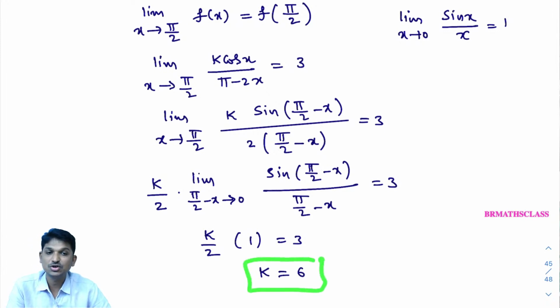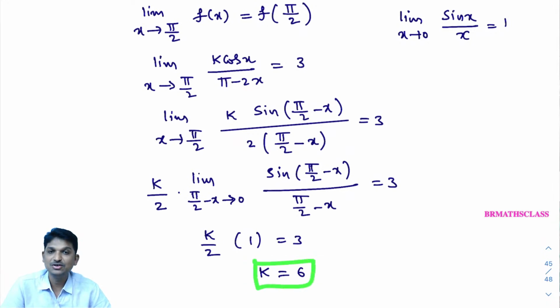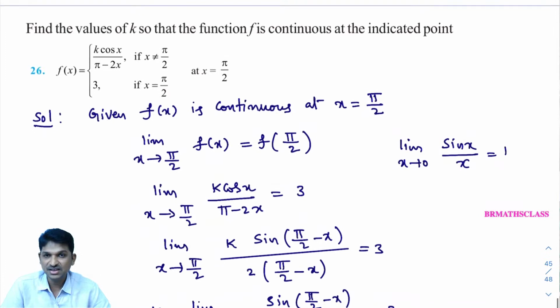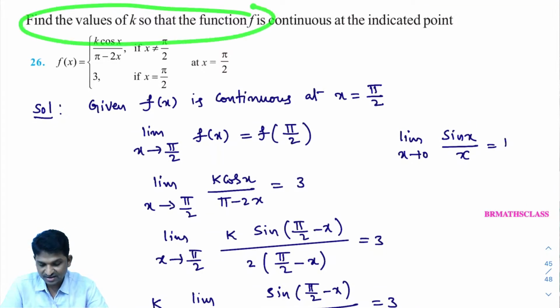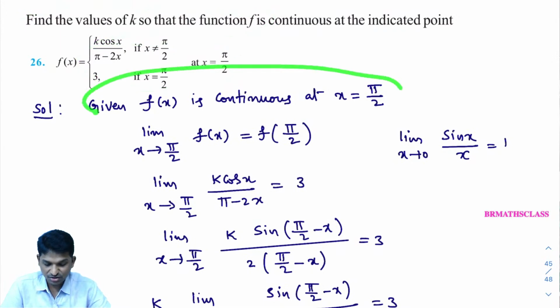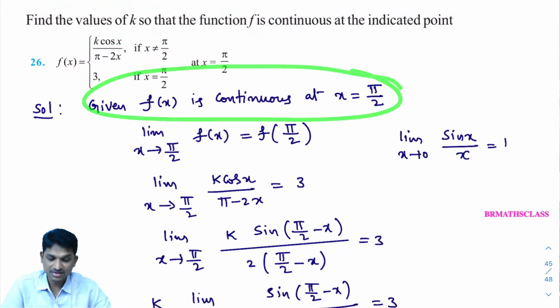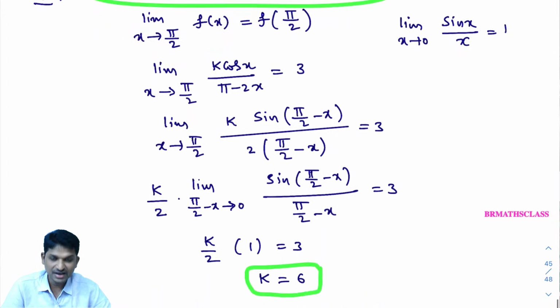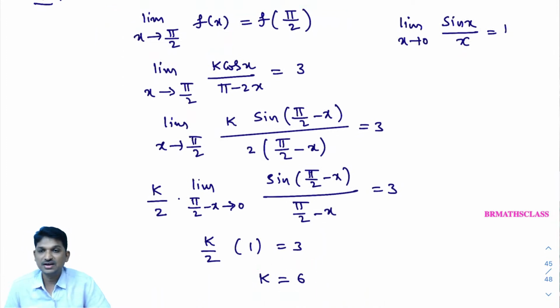What are they asking in the question? Find the value of K. We got the K value here. K value is 6, correct or not? What are they asking in the question? Find the value of K such that the function is continuous at x equal to pi by 2. I started with the function being continuous at x equal to pi by 2, I started simplifying, and I got that K value is 6. I hope you understand this. Understand or not? Good.